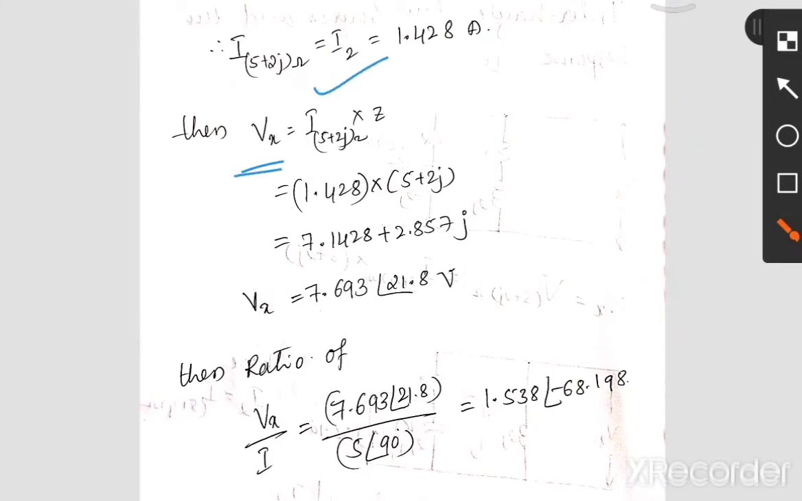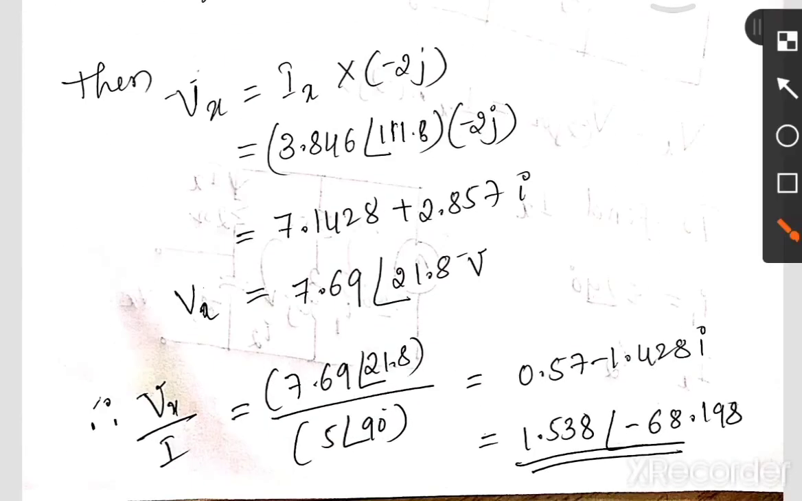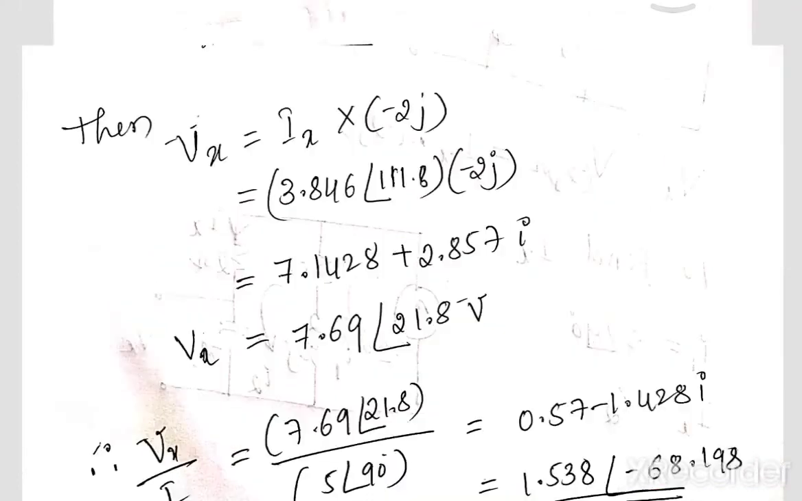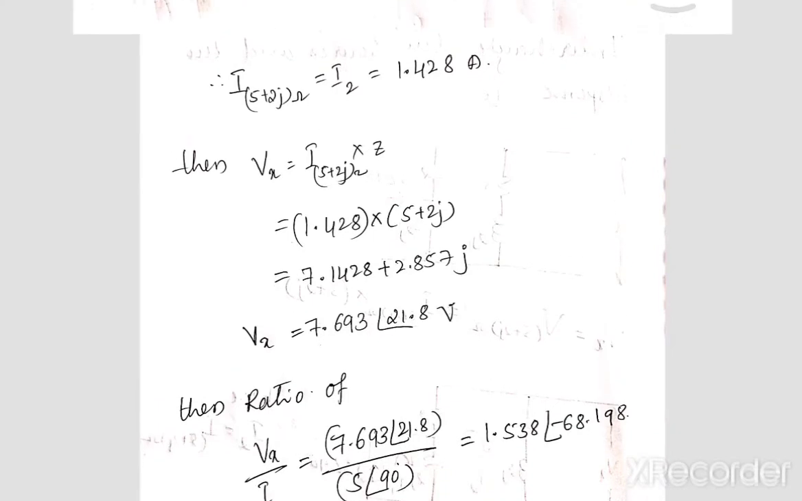Vx is equal to current through this impedance. Current is 1.428 into impedance 5 plus 2j. So multiply this, you get Vx is equal to 7.693 at an angle 21.8 volts, which is the same as your Vx in the first case, 7.69 at an angle 21.8. This is also the same, 7.69 at an angle 21.8 volts. Therefore you can take the ratio of this one.